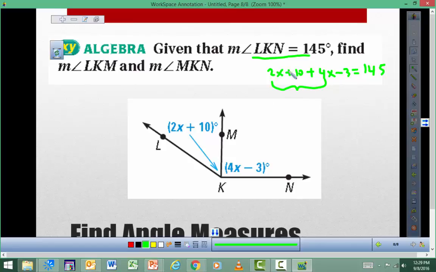If we add those x's together, we get 6x. And if we take these two together, we get 7. And then we have 145. It's starting to get easy now.